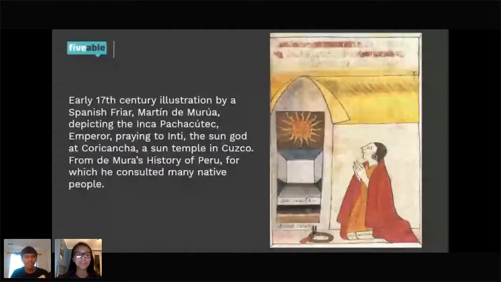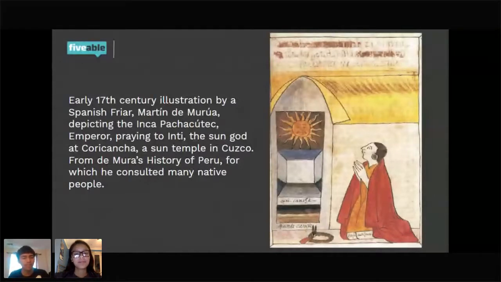All right, so we have a stimulus-based multiple choice question, which is centralized on the picture. We have here an early 17th century illustration by a Spanish friar. So words like that should stand out. Spanish friar, Martín de Murúa, depicting the Inca Pachacutec. You can see the Inca emperor praying to Inti, the sun god, at Coricancha, the sun temple in Cusco, which we showed earlier. It's from a book called Murúa's History of Peru, for which he consulted many native people.